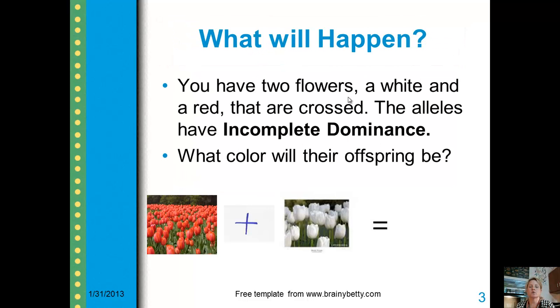So I have two different flowers here. I have a red tulip and I have a white tulip. And their traits are expressed through incomplete dominance, which means that they're going to blend their colors together. Their offspring is going to be blended. What color do you think their offspring will be? Hopefully you said pink.